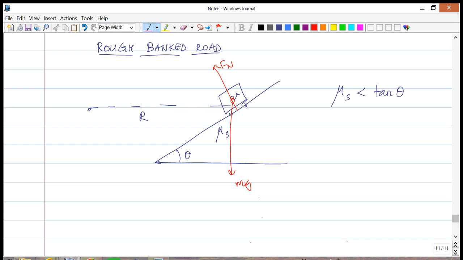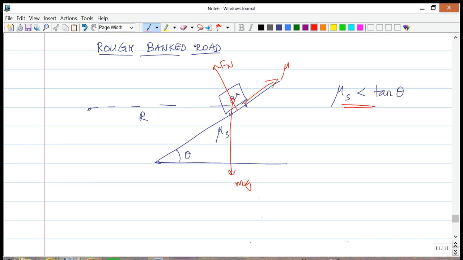To find the minimum speed, since the object is going to slide down the surface if it's simply sitting at rest, the force of friction must be pointing up the incline, because otherwise it's going to slide down. Understand that it's not sliding up or down, it's going into the plane of the paper. Please keep that in mind.